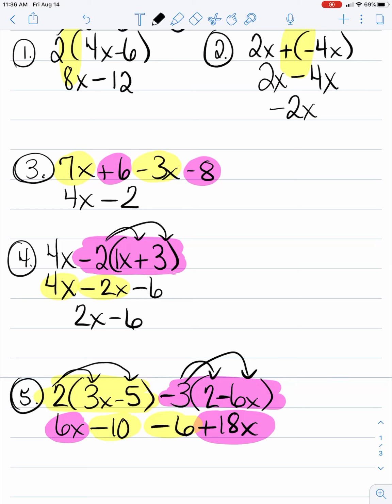So let's start with our variables. 6x plus 18x, same signs, add, keep the sign, also keep the x. Negative 10 minus 6, same signs, add, keep the sign. So my simplified answer is 24x minus 16.